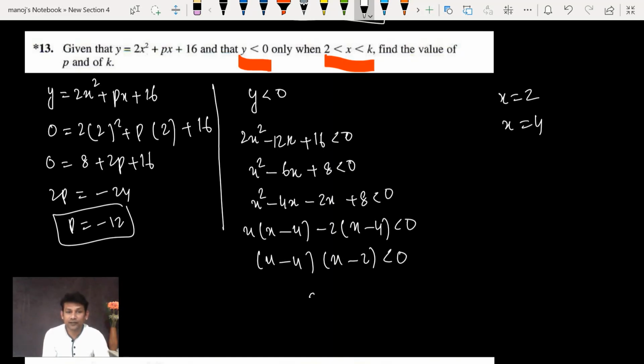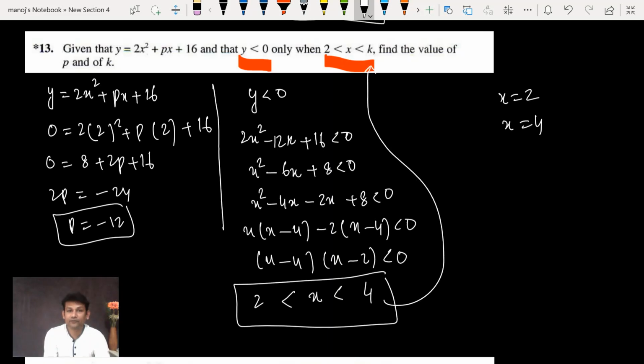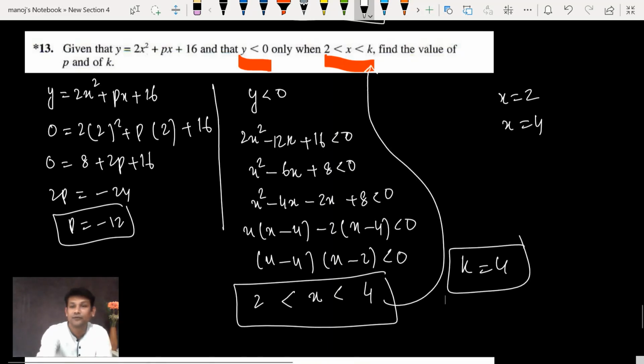What's the method? We write x in the middle, and the same sign I have to write here. I will write the minimum value 2 here and the maximum value 4. So when you get the answer, we can compare with this part. That's the value of k is coming 4 now. We have done it now.